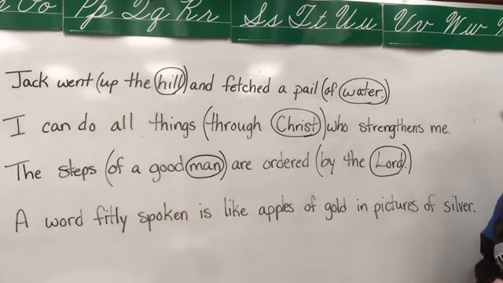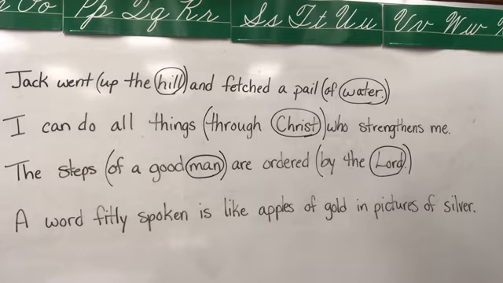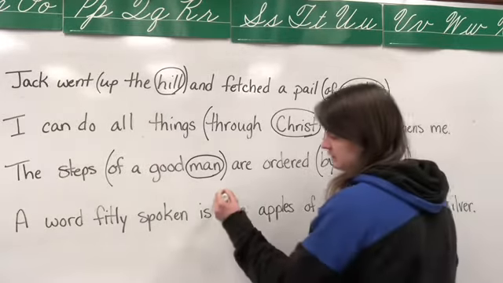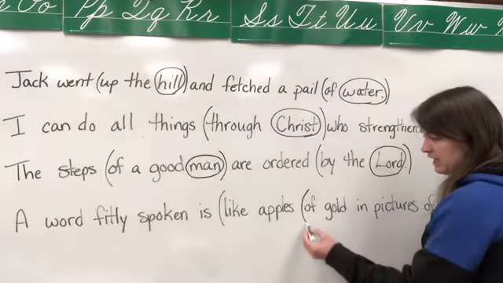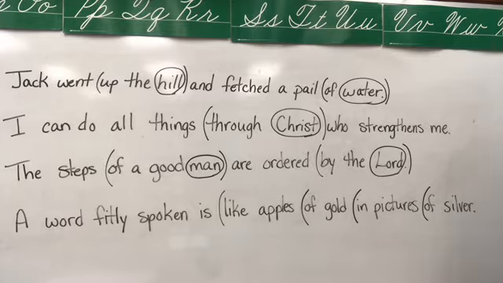All right, one more sentence, and this one has a lot of prepositional phrases in it. So see if you can find them. There are four prepositional phrases in this sentence. We've got a word fitly spoken is like apples of gold and pictures of silver. So see if you can find those four prepositional phrases here. Very good. So our first one, we've got the word like, we've got the word of, we've got in, and we've got of again. So you probably can see a pattern here.